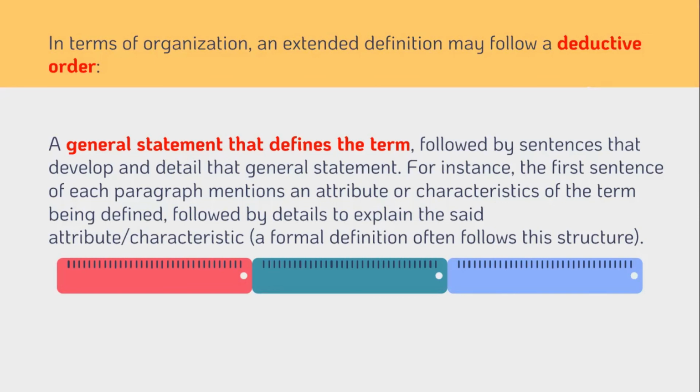This means that an extended definition usually follows a deductive order, in which the text presents first the general definition, followed by the details that are related to the general statement. So when you write an extended definition, start with the major idea, then followed by the minor ideas that expound the major idea.